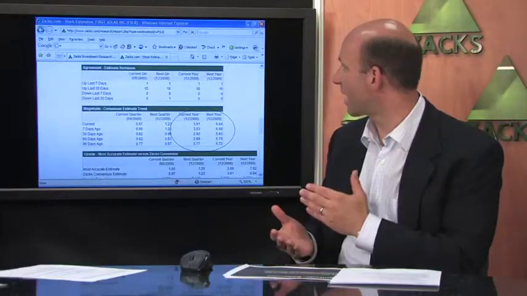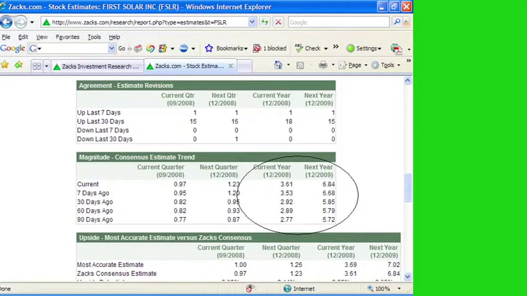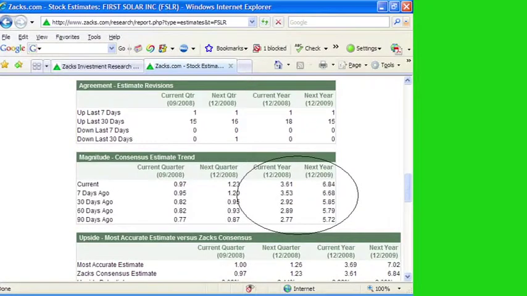I'm going to talk about some stocks that we talked about last week with agreement, and just continue to take the story forward. Here we have a Zacks Rank #1 stock, First Solar. We put our attention on the magnitude section. As I said, a lot of people talk about this as the estimate trends section. Taking a look at the current year, 90 days ago, the investment world expected First Solar to earn $2.77 this year. 30 days later, they were looking for $2.89. That's a nice little increase.